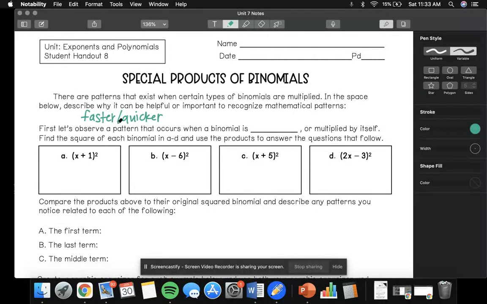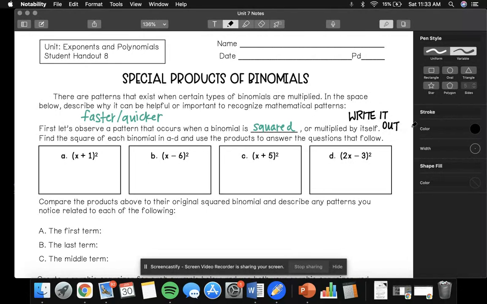So first, we're going to observe a pattern that occurs when a binomial is squared, or if it's multiplied by itself. So the first thing I have to say is when we are squaring things, I'm going to say write it out.